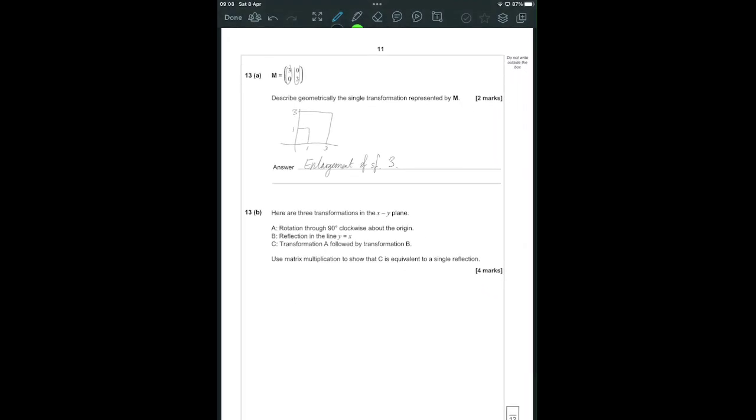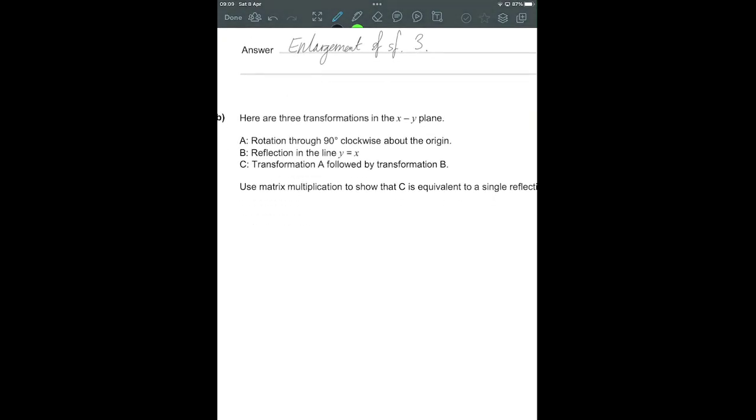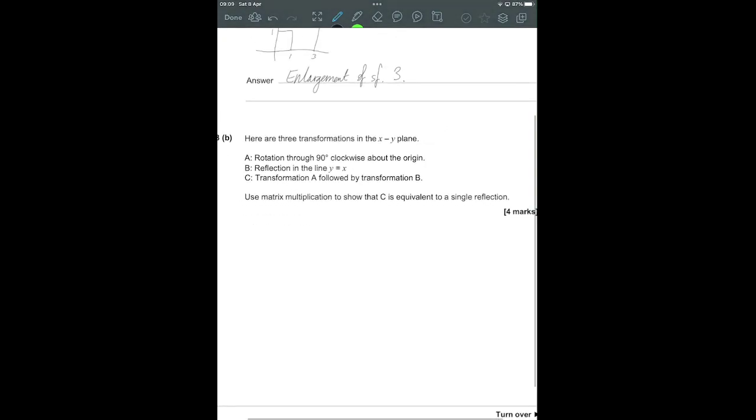Part B. Here are 3 transformations of the x, y plane. A rotation through 90, a reflection in y equals x, and a transformation. Okay, so once again you can memorize each of these different transformations. I don't like memorizing things if I can just work them out. So I'm going to work them out each time. So rotation through 90 degrees clockwise about the origin. So that goes down there.